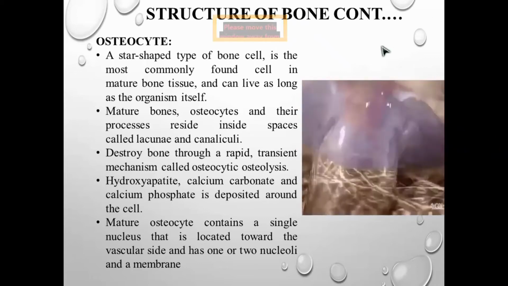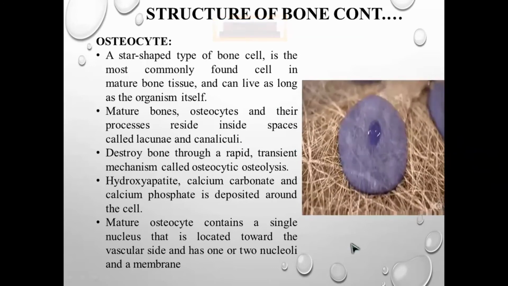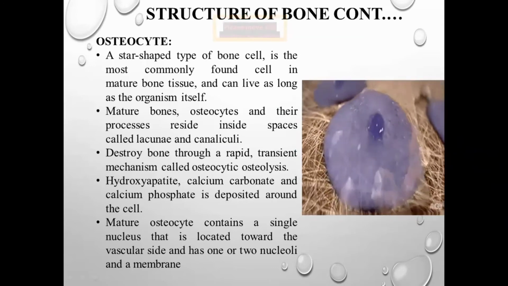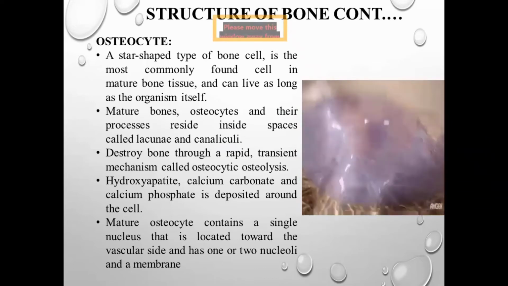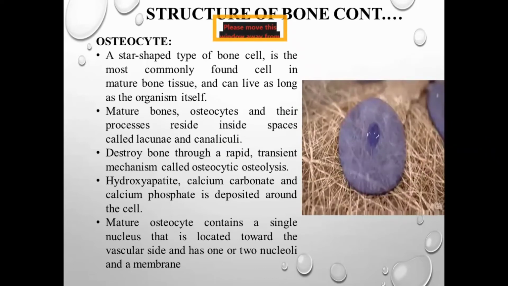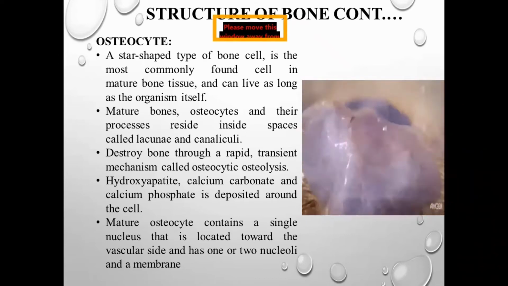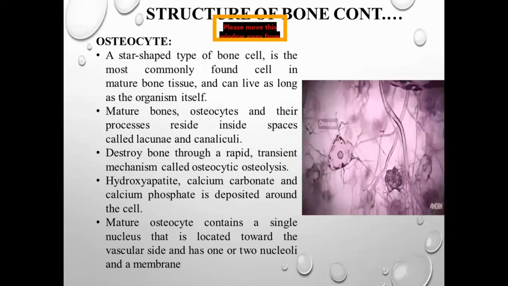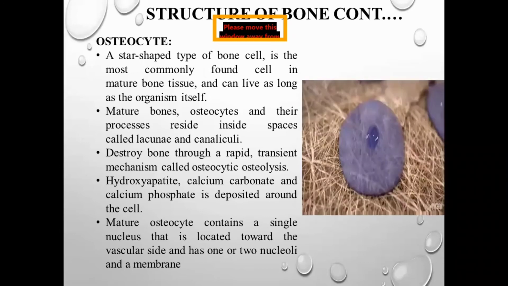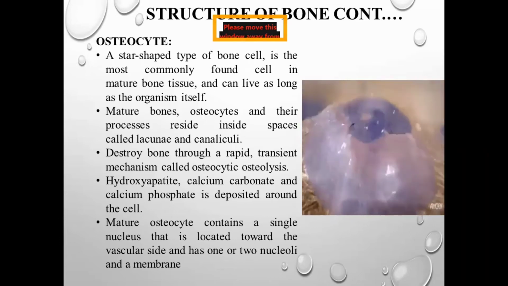or the bone layer. In mature bone, the osteocytes and their processes reside inside spaces called lacuna and canaliculi. Lacuna means a cavity, present inside the interior of the bone. We can see this in the femur bone, where the canal is filled with bone marrow.